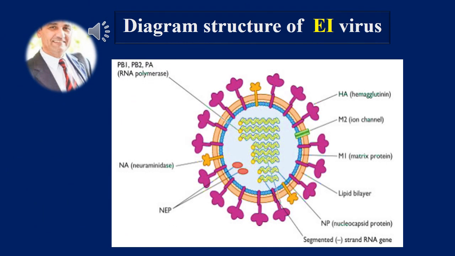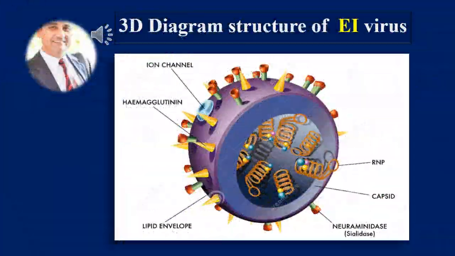This is a diagrammatic structure of equine influenza virus. We will see the lipid bilayer and then the nucleocapsid protein with the segmented single-stranded RNA genome, hemagglutinin, neuraminidase, and ion channel with matrix protein. This is a 3D diagrammatic structure of equine influenza virus. We will see the lipid envelope, the capsid, RNA protein, neuraminidase or sialidase with hemagglutinin, and the ion channel.